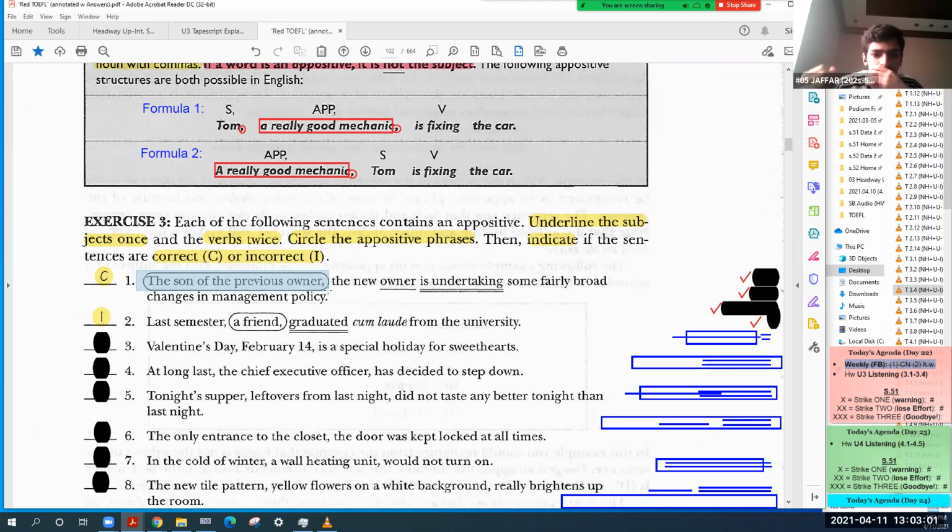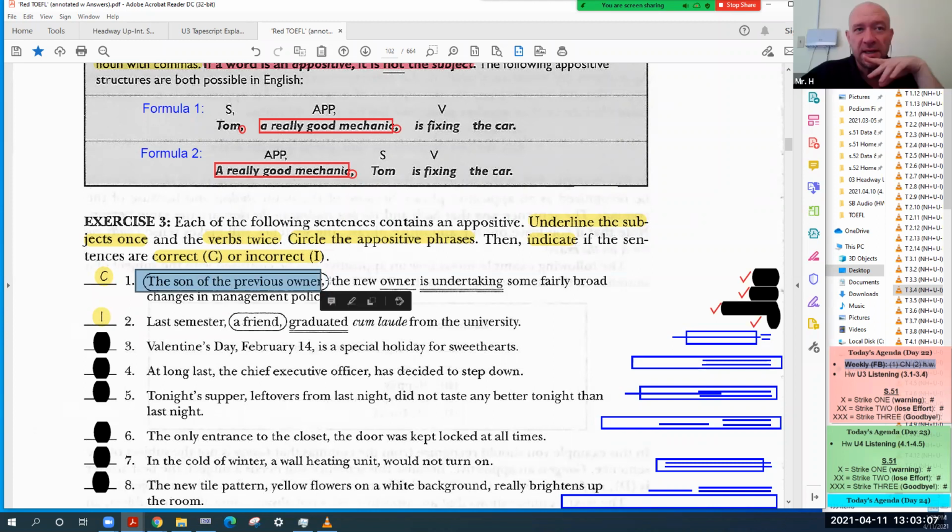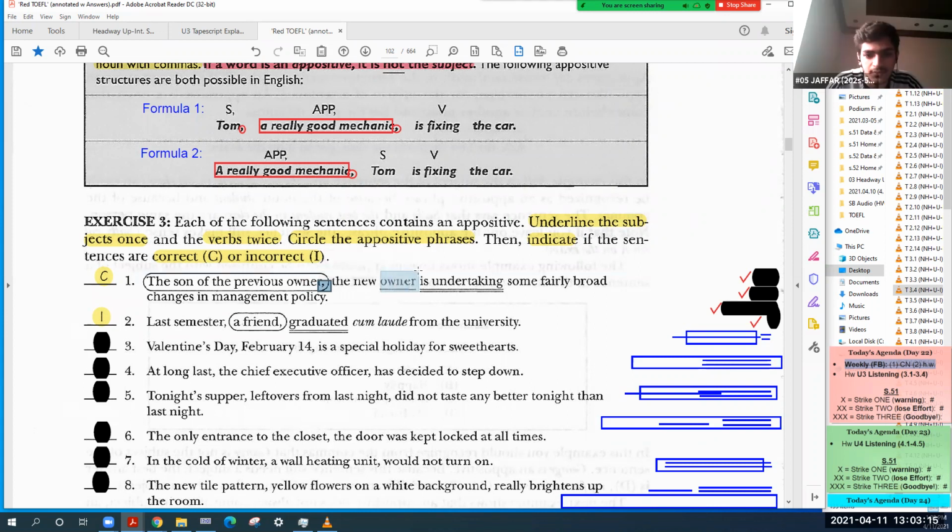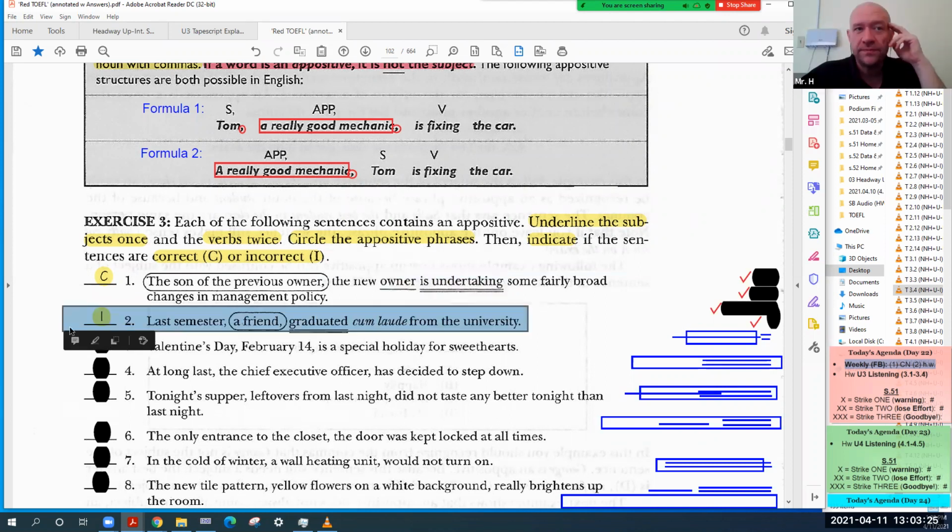Yes. The first part is the appositive and the subject is owner. But do not forget the comma. And then the subject is owner and the verb is undertaking. Hamza, can you explain number 2?